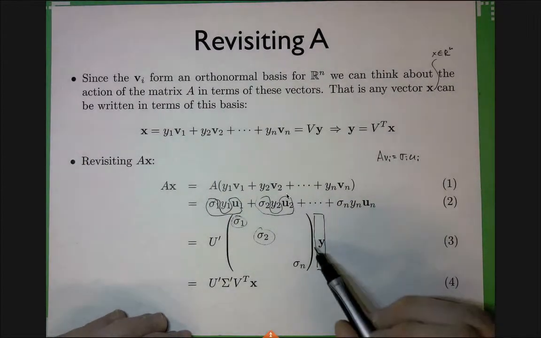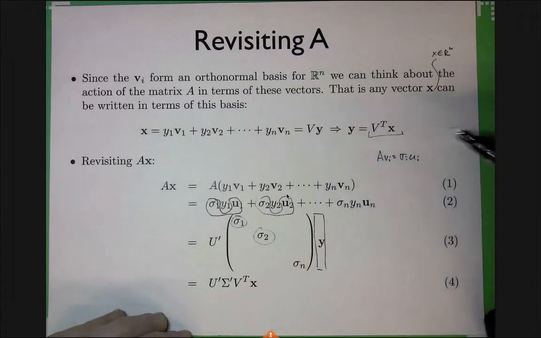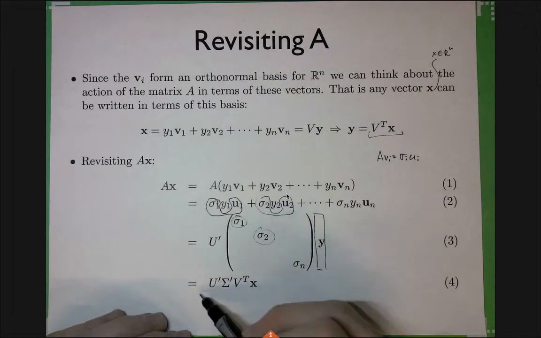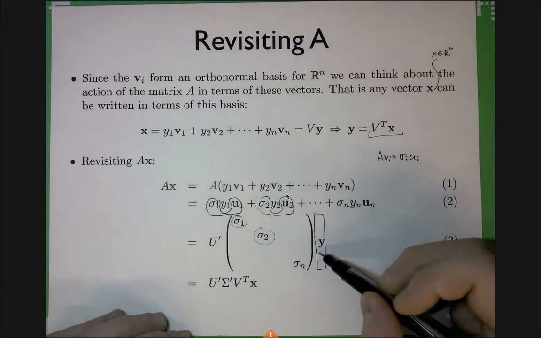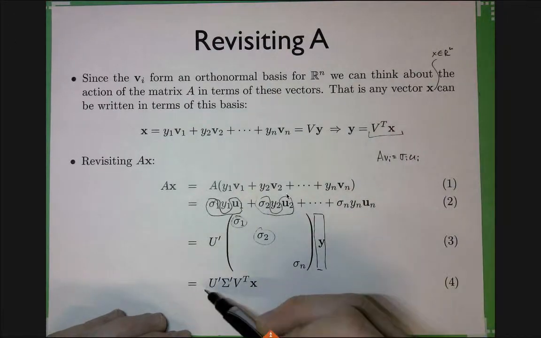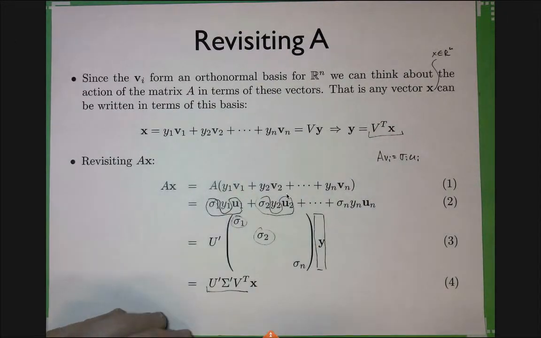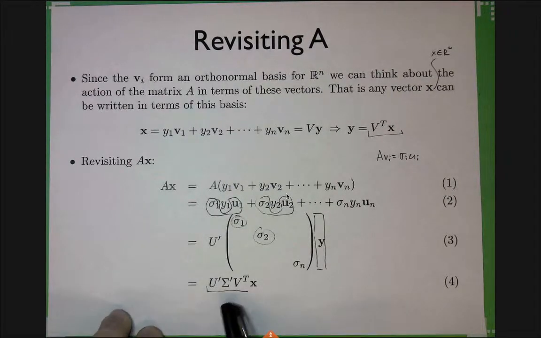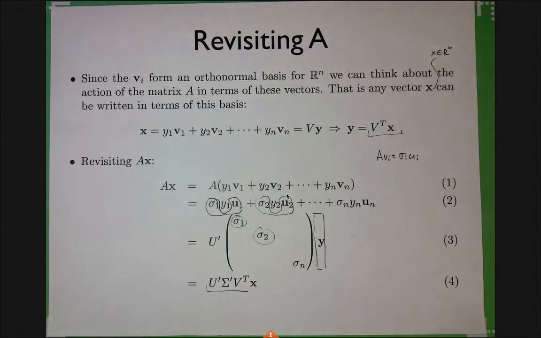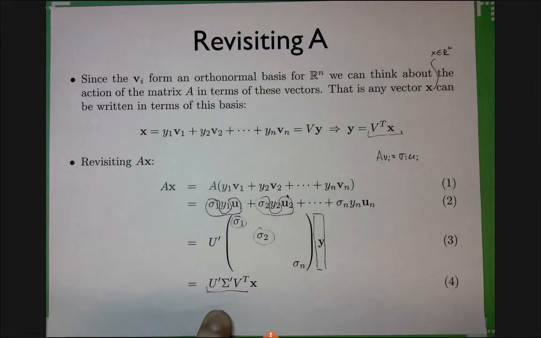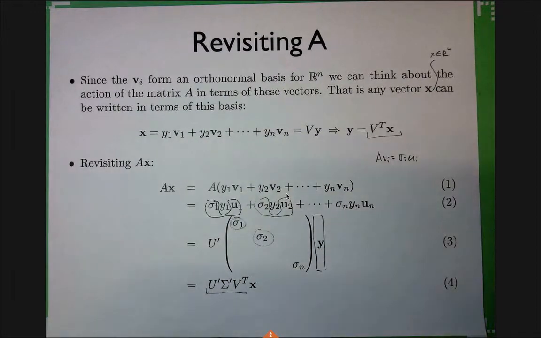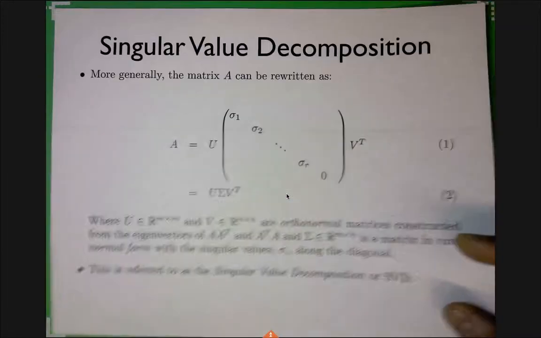And because y was nothing but VTX, I can write it this way, right? I plug in, instead of y, I just say it's VTX, and I see that the action of the matrix A on vector x can be written as this U prime, sigma prime, and VTX. Now why I'm putting these primes here is that this is still missing the null space, but those are the zeros there, and it's relatively easy now to put it back.